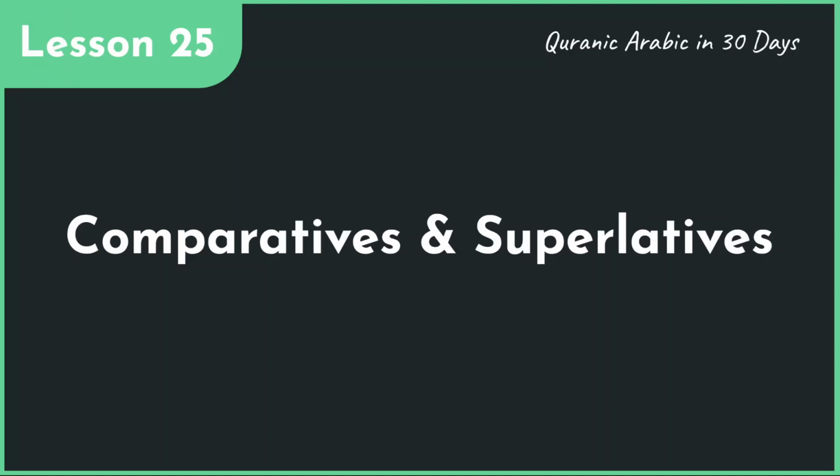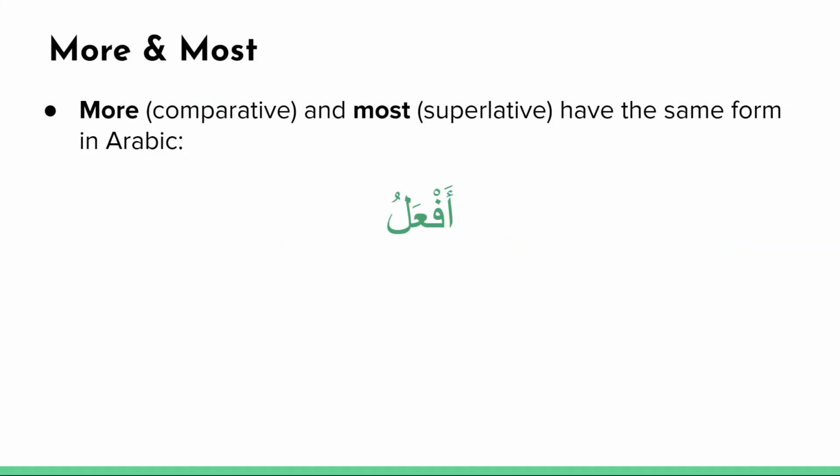In this lesson, we cover comparatives and superlatives. So, what are comparatives and superlatives? They're basically just a fancy way of saying more of some adjective or most of some adjective. So, for example, more beautiful or the most intelligent. More is the comparative form, most is the superlative form in English, but in Arabic, they actually have the same form. In both cases, they look like af'alu.